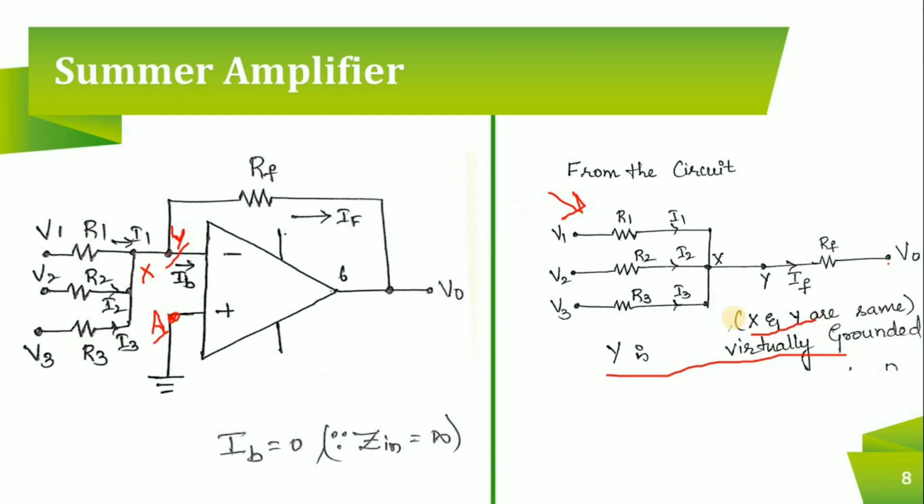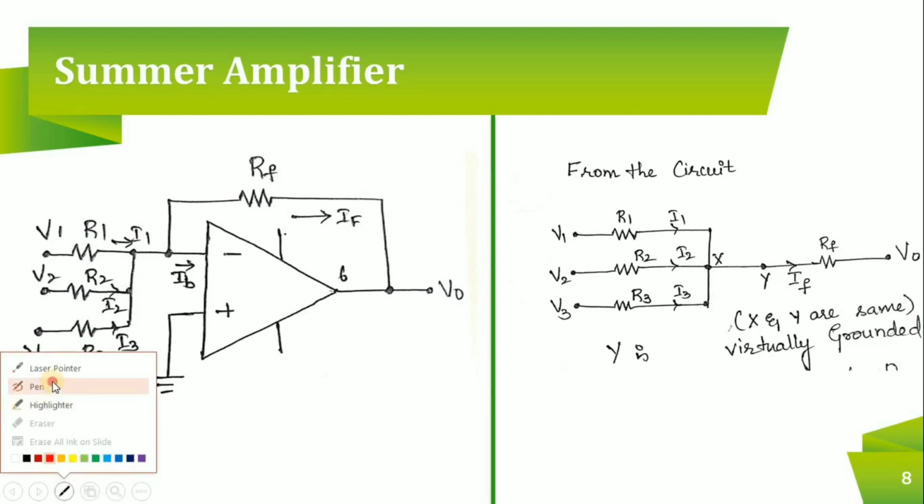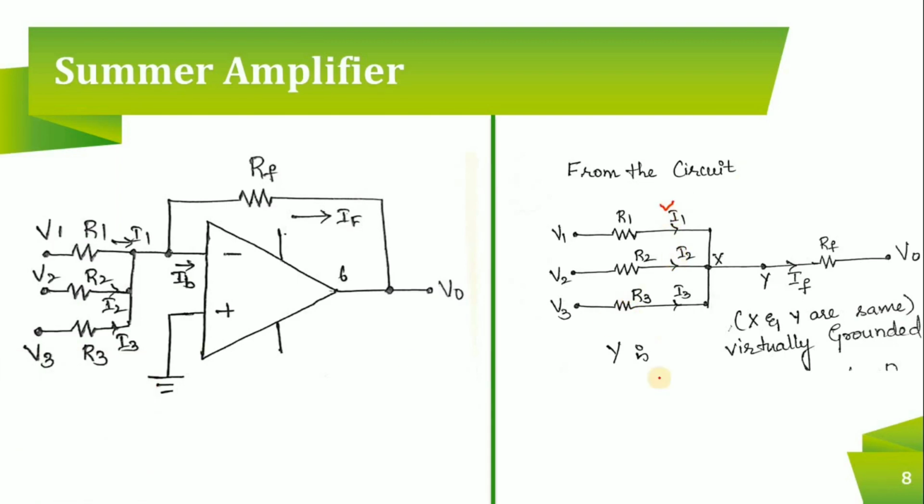Okay, so now coming to the current equations, first I'll calculate what is I1. To know what is I1, from where to where the I1 is flowing, it is flowing from V1 to Y. What is the potential at Y? It is 0. So I1, I can write it as V1 minus 0 divided by, what is the resistance here? R1. Similarly, what is I2? It is V2 minus 0 divided by R2. I3 is V3 minus 0 divided by R3.